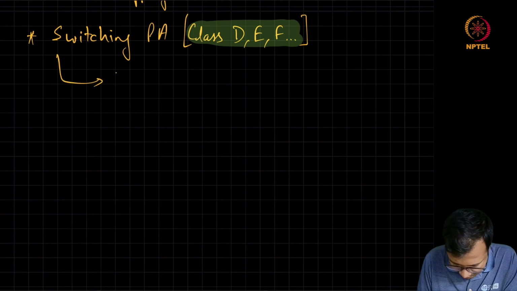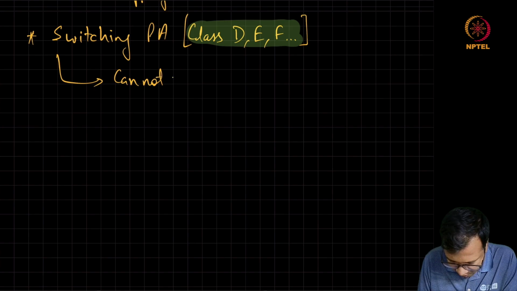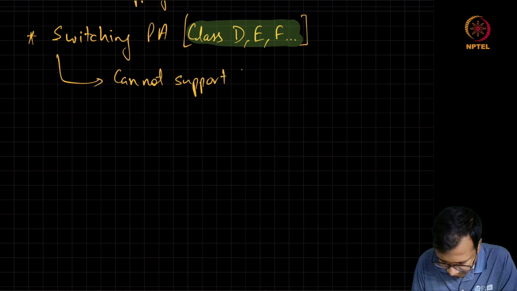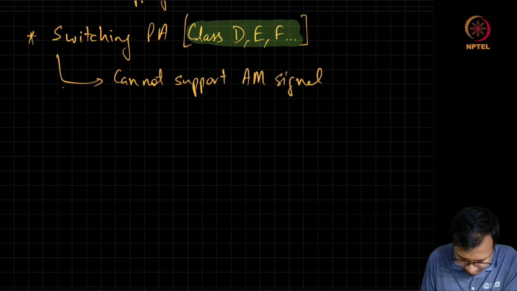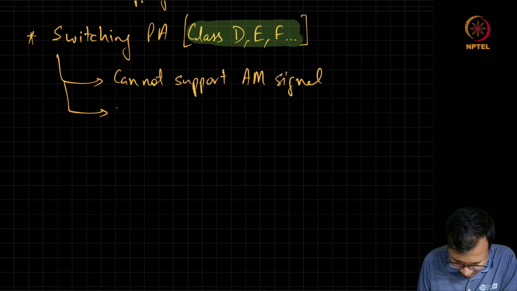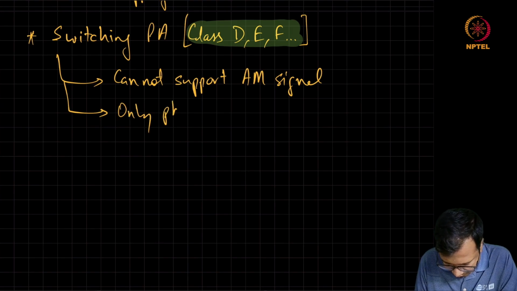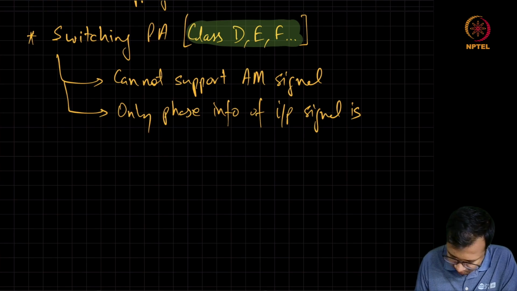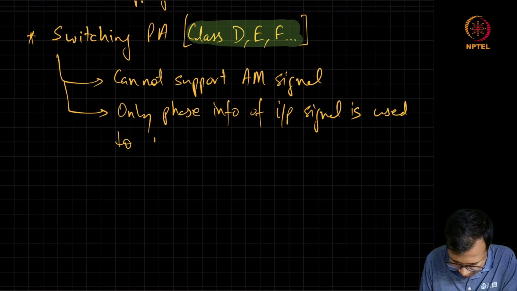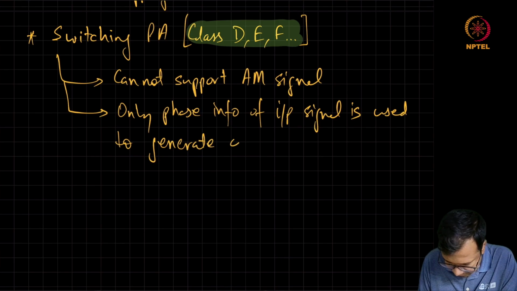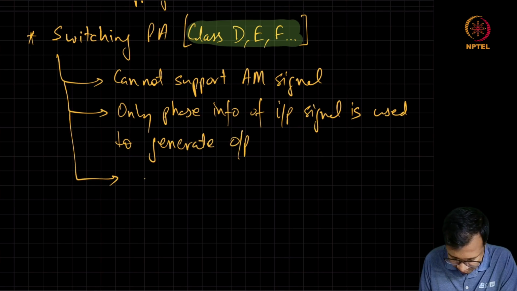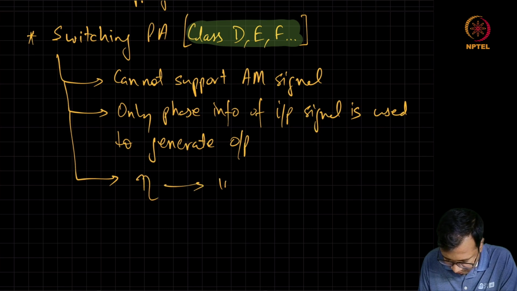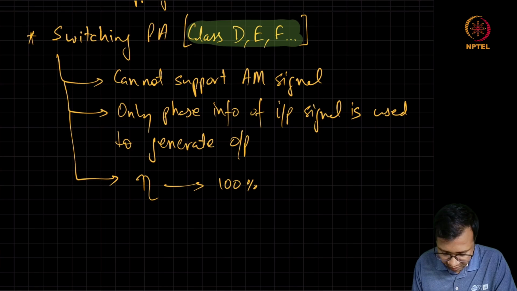Switching PA cannot support AM signal. Only phase info of the input signal is used to generate the output. At the same time, efficiency approaches 100% under ideal conditions.